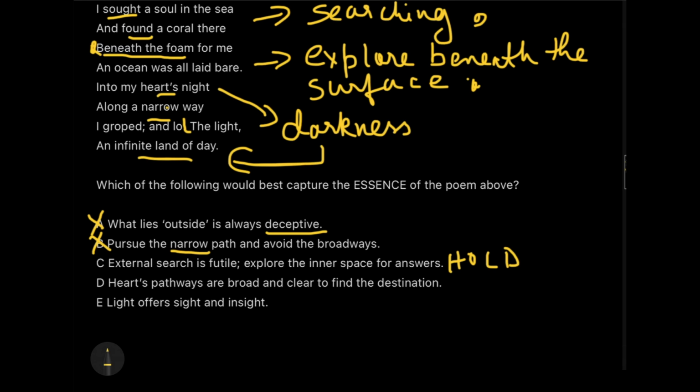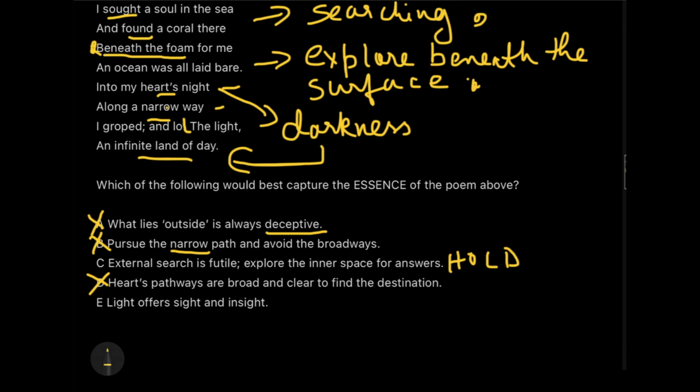Option D says the heart's pathways are broad and clear to find the destination. They are not broad and clear to find the destination. You just see they are narrow and they are dark. Exactly opposite. So thank you. Write exactly opposite words.